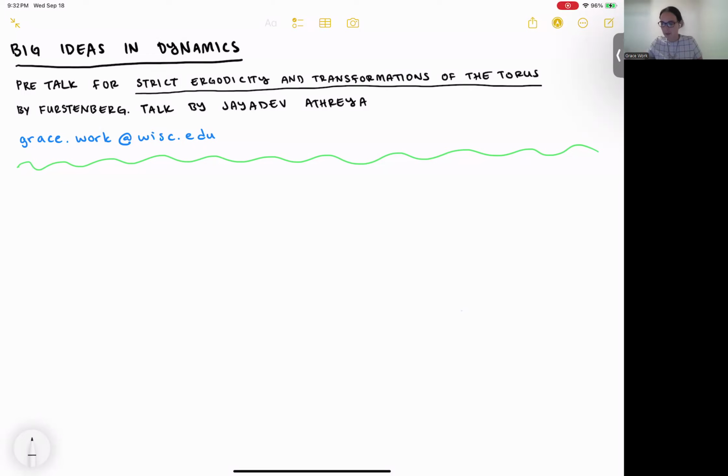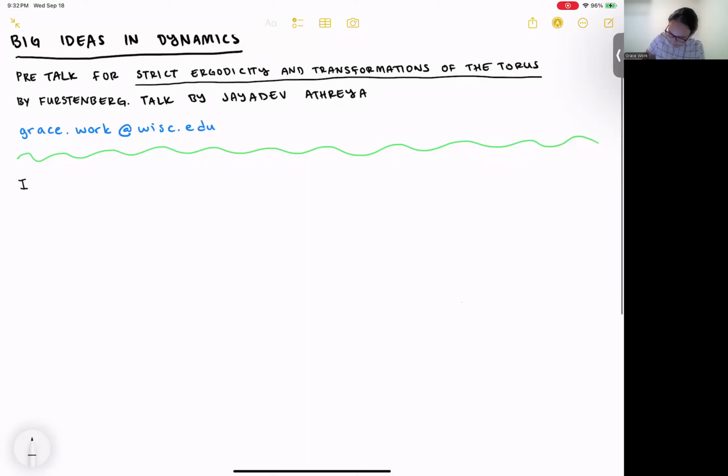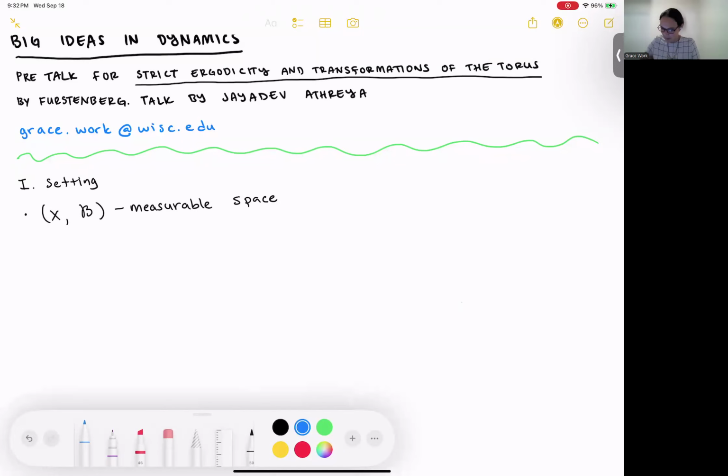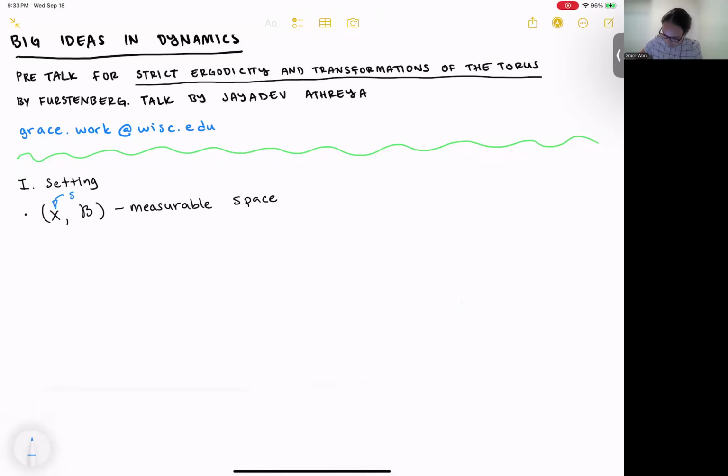So let's begin this talk by examining the setting that we'll be in and defining some of the basic objects we will be considering. So, our setting. The first space I want to define is something called a measurable space. A measurable space consists of a pair, X, a set, and B, a sigma algebra.